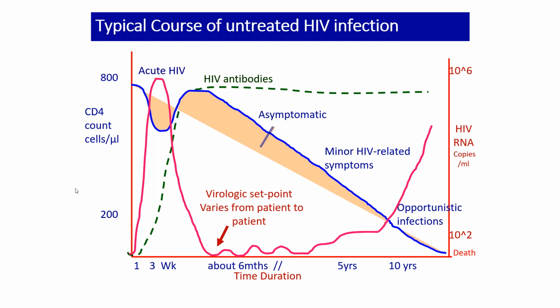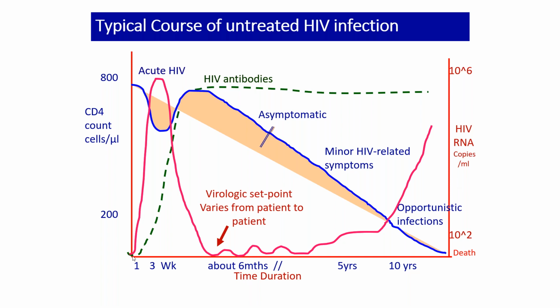So let us start with the simplest thing, which is the virus. All right. So like I said, the graph of the virus is shown in the pink line. Please follow that pink line. On this axis, we have the time duration, and on this axis, we have the HIV RNA copies per ml. So this tells you how many viral copies are there in the patient's body.